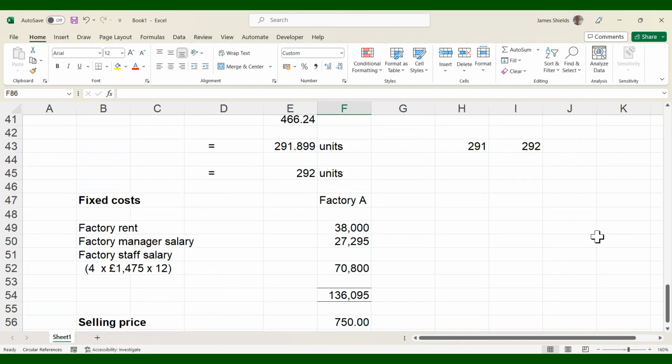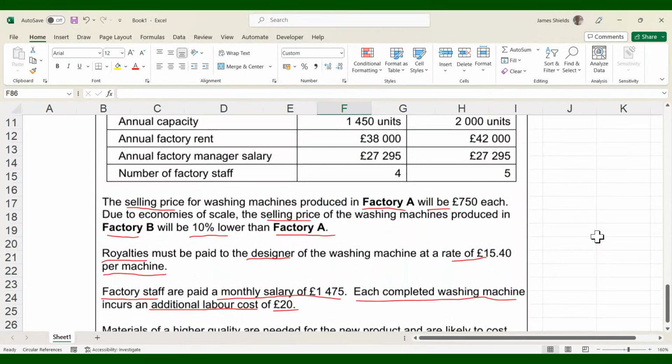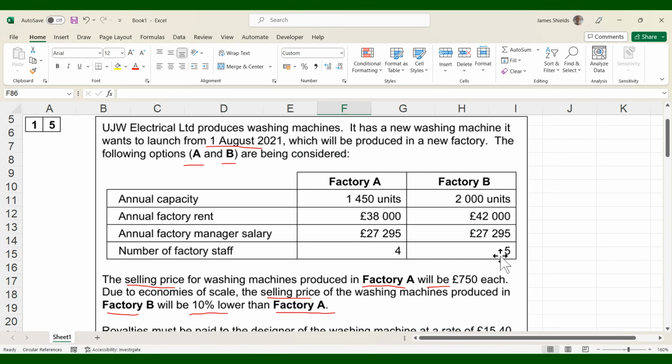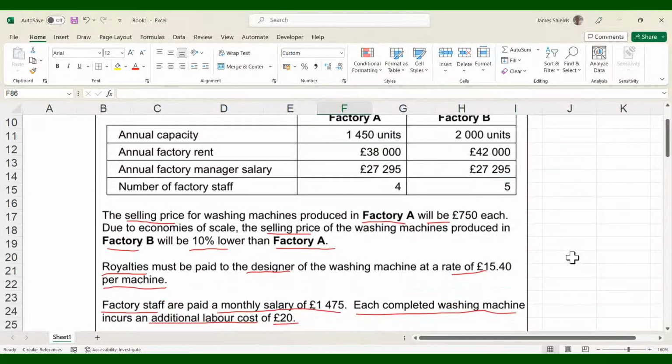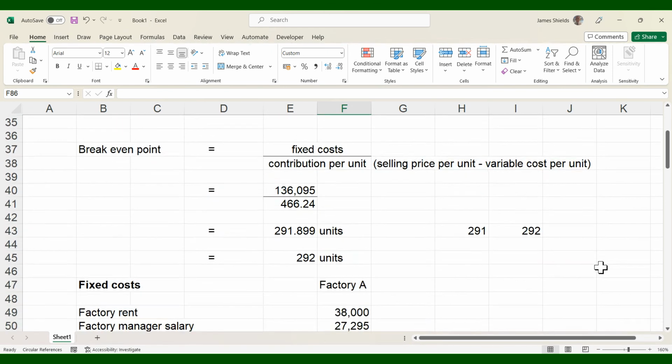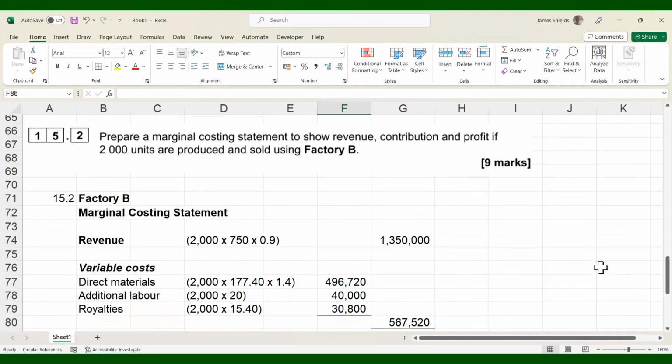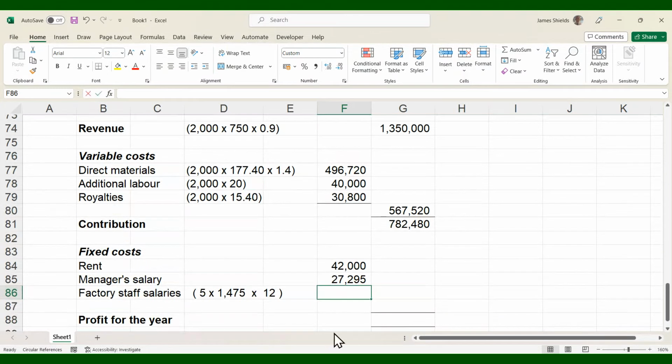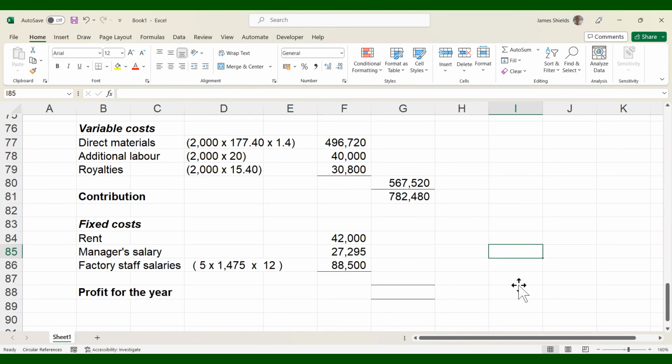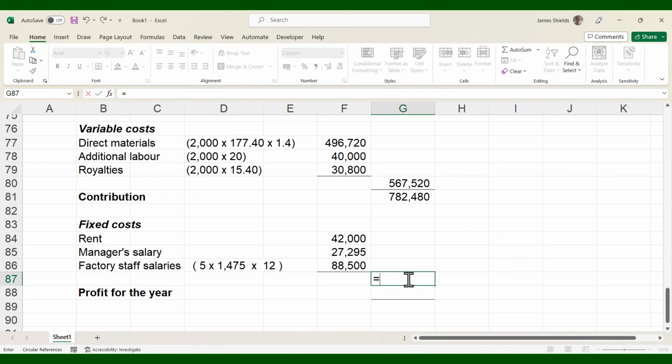Now, the factory staff salaries is a tiny bit different. So let's go back again. In factory B, we got 5 staff this time. So it'll be 5 times 1475, then times 12. So it's 5 staff times the monthly amount of 1475, then for a year, you times that by 12, and we get £88,500.